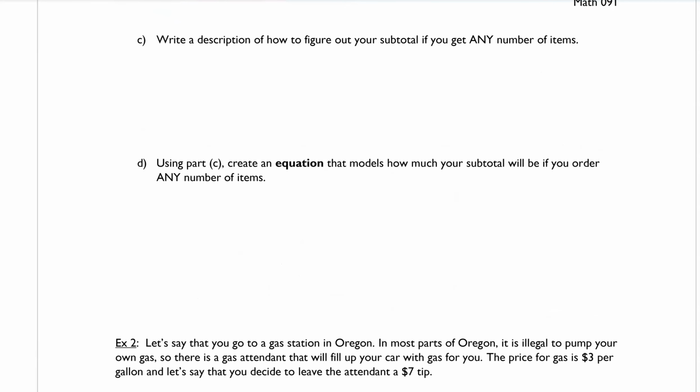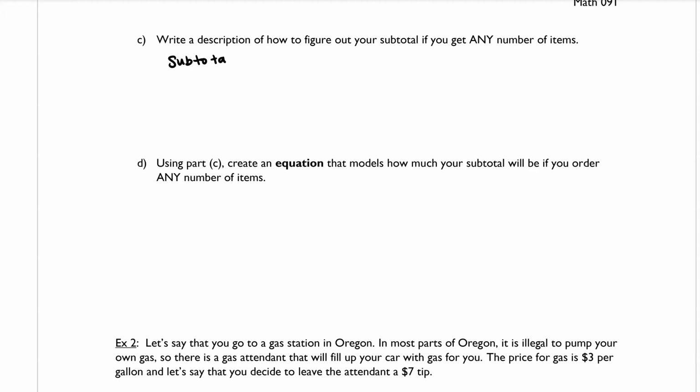Part C says write a description of how to figure out your subtotal if you get any number of items. So I want you to pause the video for a moment and think about how you are going to figure out the subtotal if you got like 70 items or 100 items. What would you do in those scenarios?